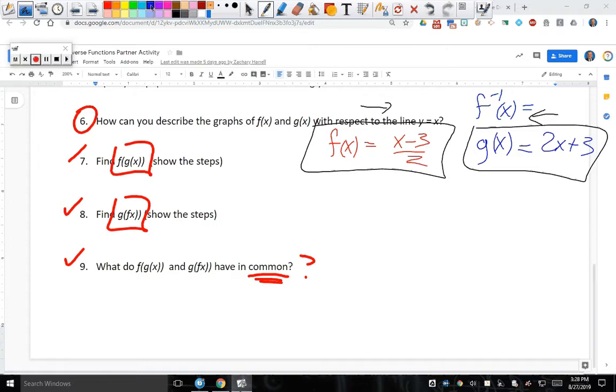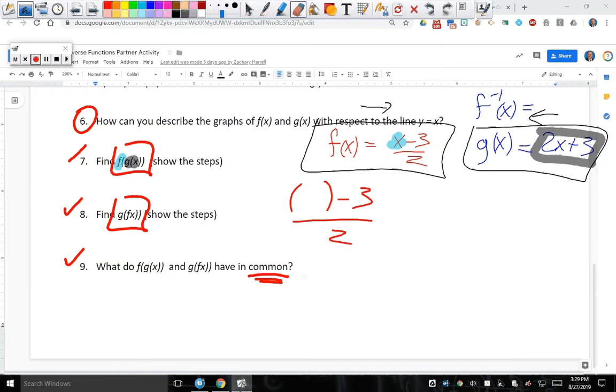Now, what we're going to do in number 7 is f of g of x. That means we're going to take g of x, which is all this, and plug it into f right here. So let's build our formula. Our formula is something minus 3 divided by 2. Anyone, what am I plugging in? 2x plus 3. Wait, before I do that, let's build the other one first, and then I'm going to ask you a question.